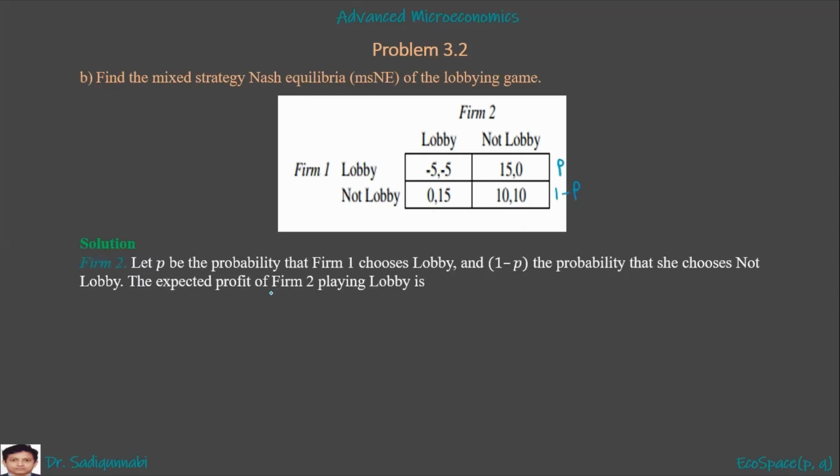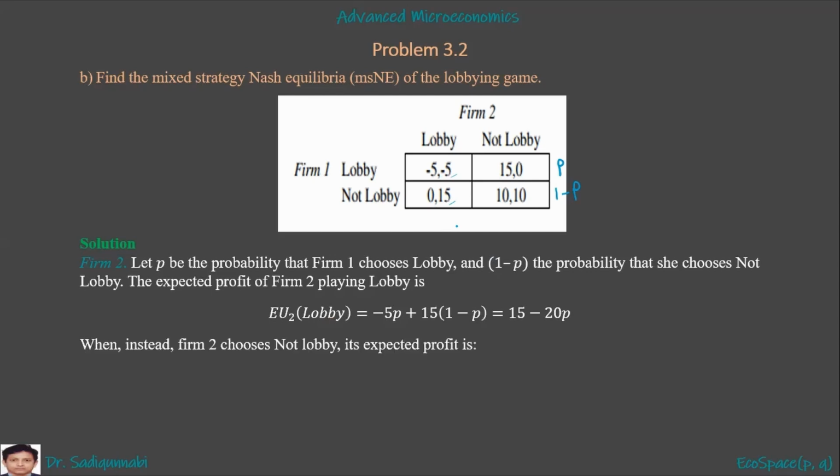Now take P as the probability that firm 1 chooses lobby, and 1 minus P the probability that firm 1 chooses not lobby. Then the expected profit of firm 2 playing lobby, EU2 lobby, is -5P plus 15(1 minus P). So this is equal to 15 minus 20P.